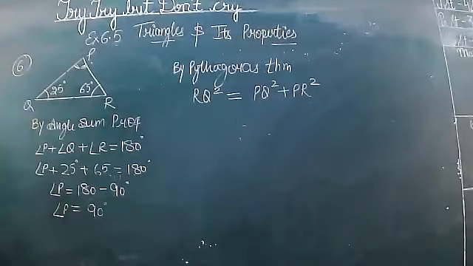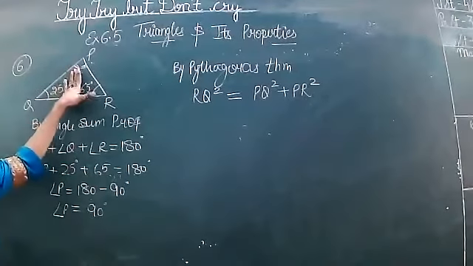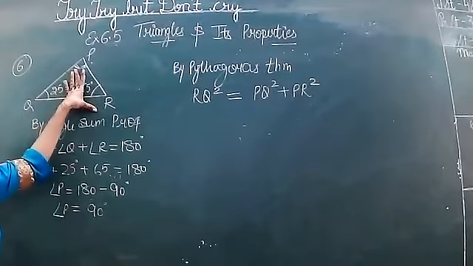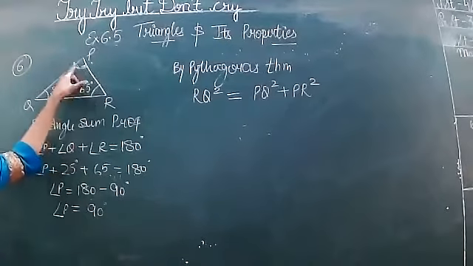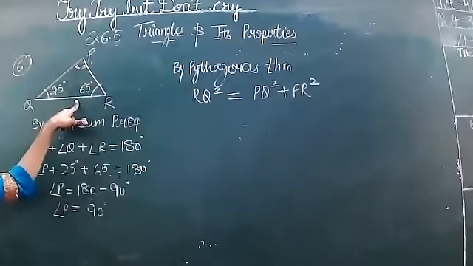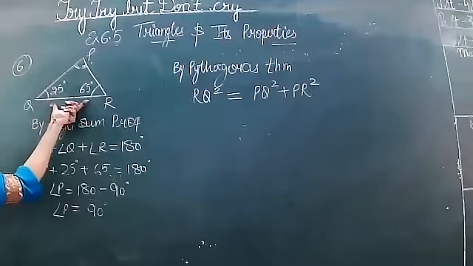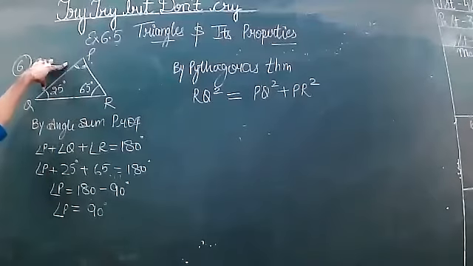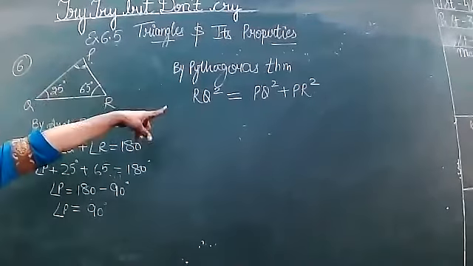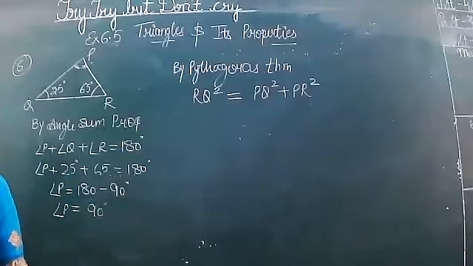Now one angle we have got as 90. If one of the angle of a triangle is 90, then it must be a right angle triangle. So this is a right angle triangle. So in case of right angle, you are able to apply that theorem. So the side which is opposite to 90 degrees is your hypotenuse. Hypotenuse square is equal to perpendicular square plus base square. That's what I have written.